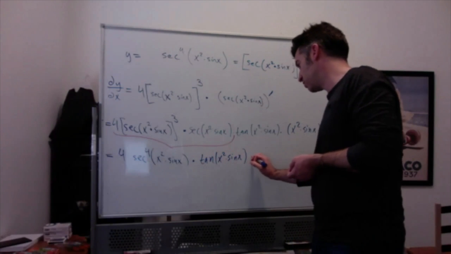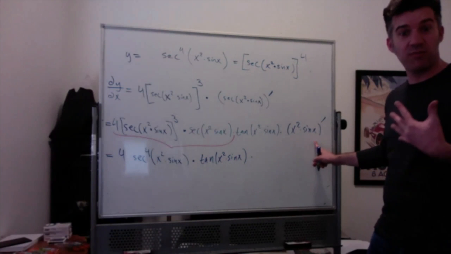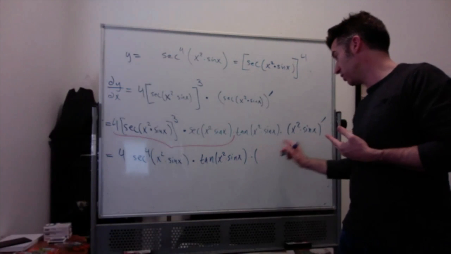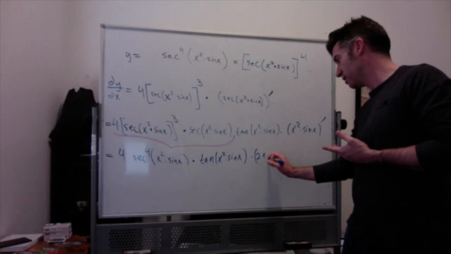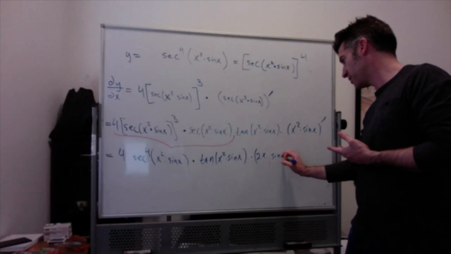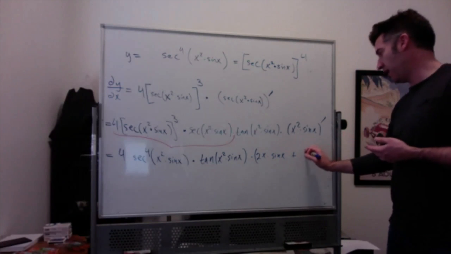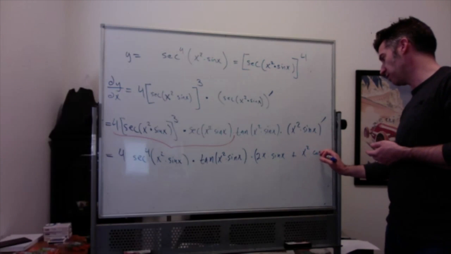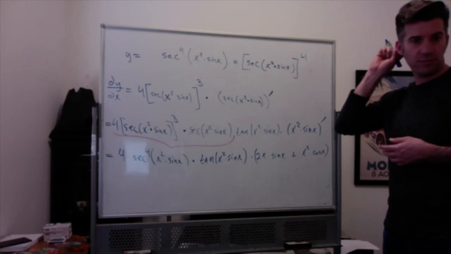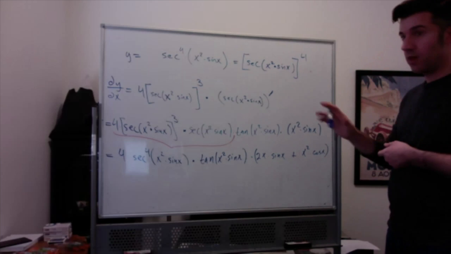And then finally, the derivative of x squared times sine of x, we have to use the product rule and get the derivative of x squared, which is 2x times sine of x plus x squared times cosine of x. Okay.